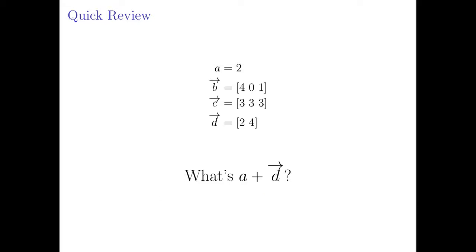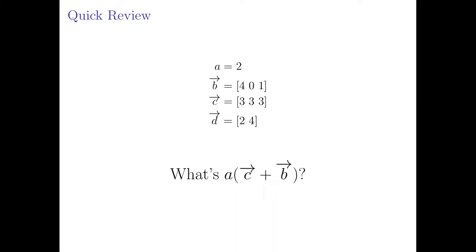What about A plus D? Again, it cannot be done. You cannot add a scalar to a vector. Programming languages let you do that as a convenient shortcut for certain mechanical operations, but it's not a meaningful mathematical thing to do. So it's safe to just say the answer is nothing. All right, what if we take C plus B and then we multiply the answer by A? What do we get?